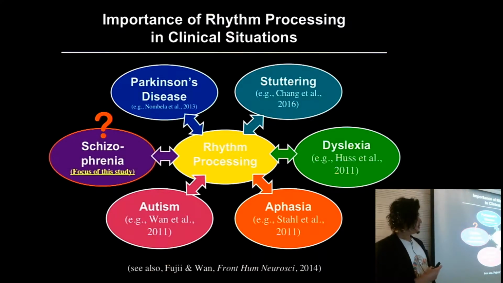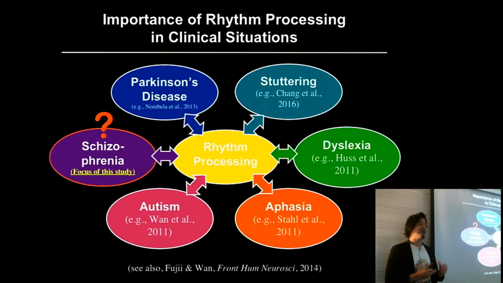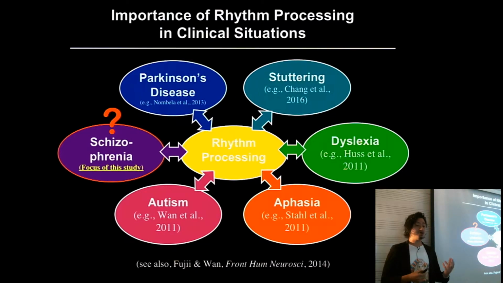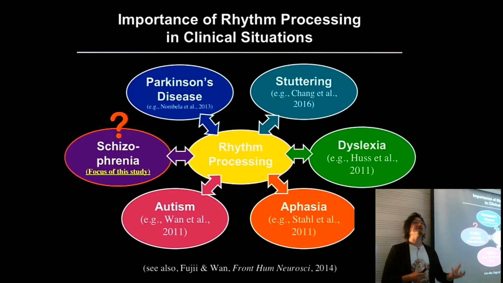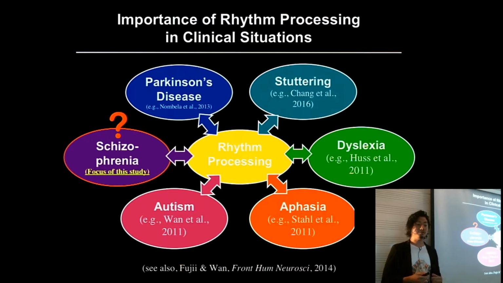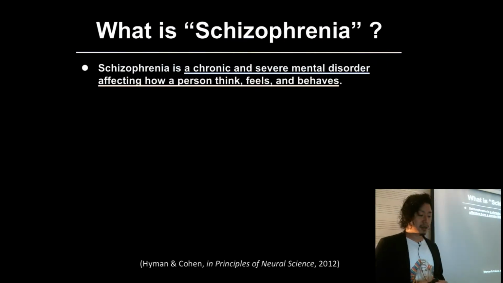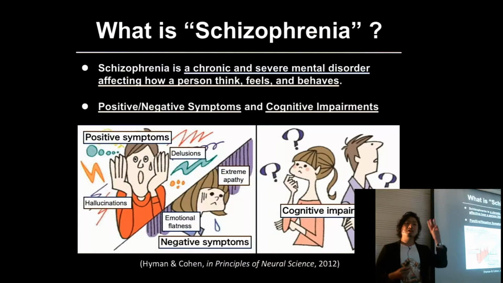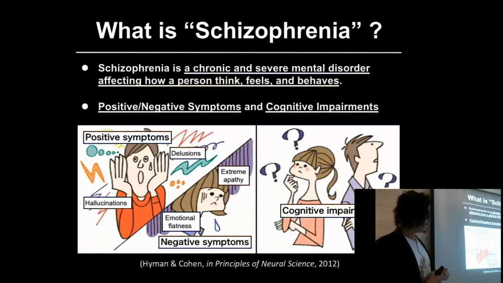And now we are interested in schizophrenia, but very little is known about schizophrenia patients. So we are trying to understand the beat synchronization ability of patients with schizophrenia. Here I'd like to explain a little bit about what schizophrenia is. Schizophrenia is a chronic and severe mental disorder affecting how a person thinks, feels, and behaves. There are three major symptoms. One of them is positive symptoms, including hallucinations and also delusions.